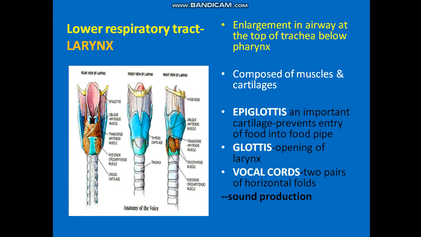We shall start lower respiratory tract with larynx, which is an enlargement in the airway at the top of trachea below pharynx. Larynx, as you can see in the figure, the blue colored portion is the cartilage plates, while this brown portion is muscles. So larynx is composed of muscles and cartilages. Very important cartilage is epiglottis. Epiglottis is like a lid. It keeps the airway open.